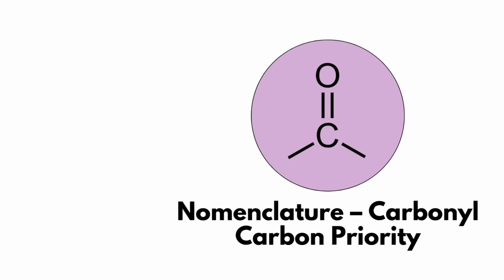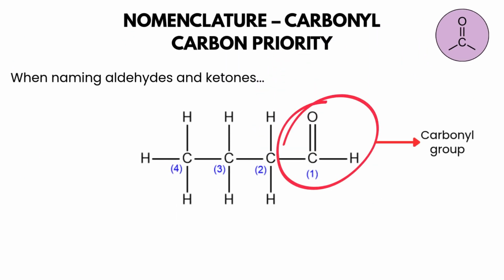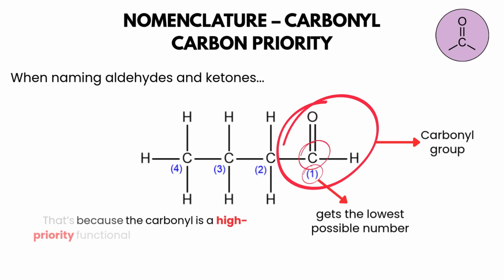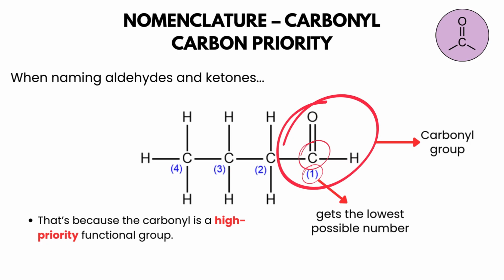Nomenclature: carbonyl carbon priority. When naming aldehydes and ketones, the carbonyl carbon gets the lowest possible number. That's because the carbonyl is a high priority functional group. This rule matters because on test day, you'll often see tricky answer choices with misnumbered parent chains.